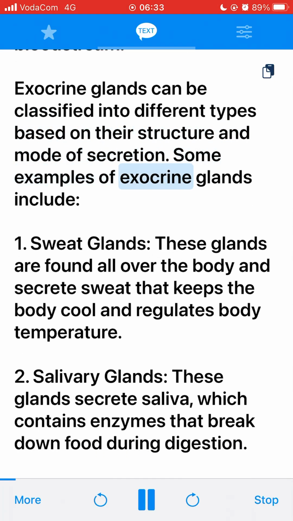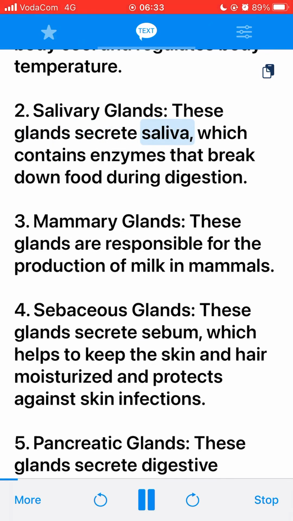Some examples of exocrine glands include: 1. Sweat glands. These glands are found all over the body and secrete sweat that keeps the body cool and regulates body temperature. 2. Salivary glands. These glands secrete saliva, which contains enzymes that break down food during digestion. 3. Mammary glands. These glands are responsible for the production of milk in mammals.